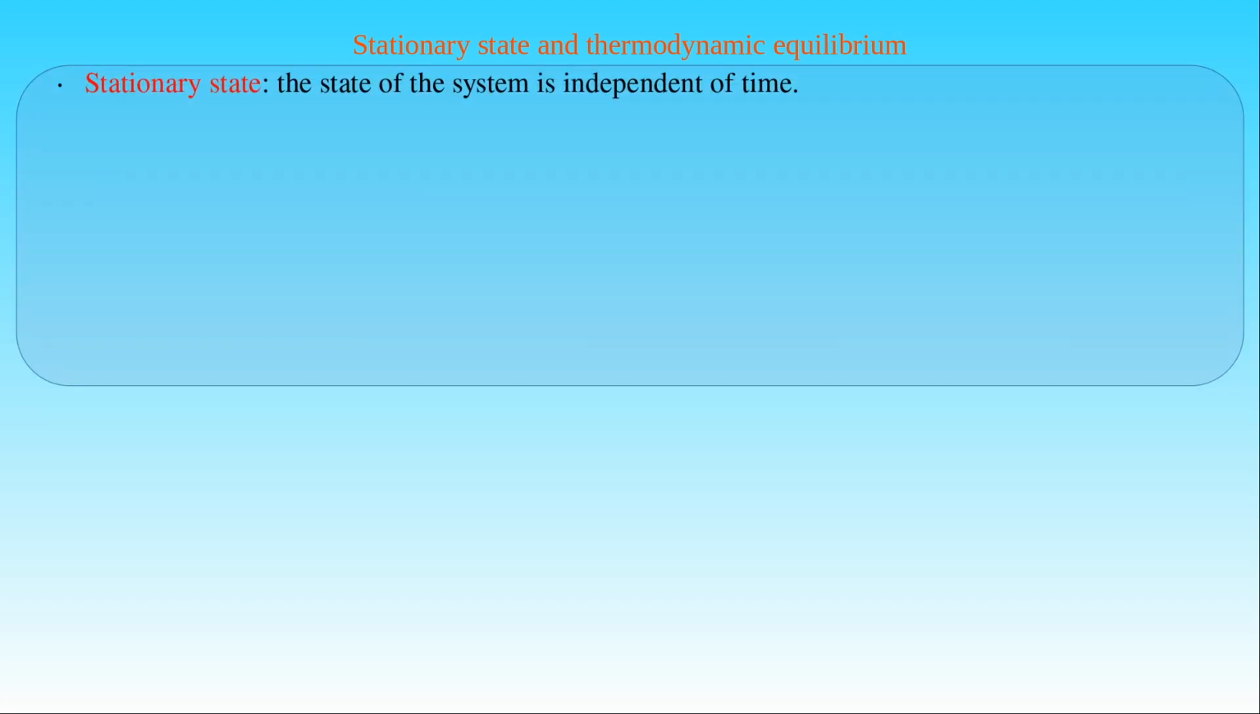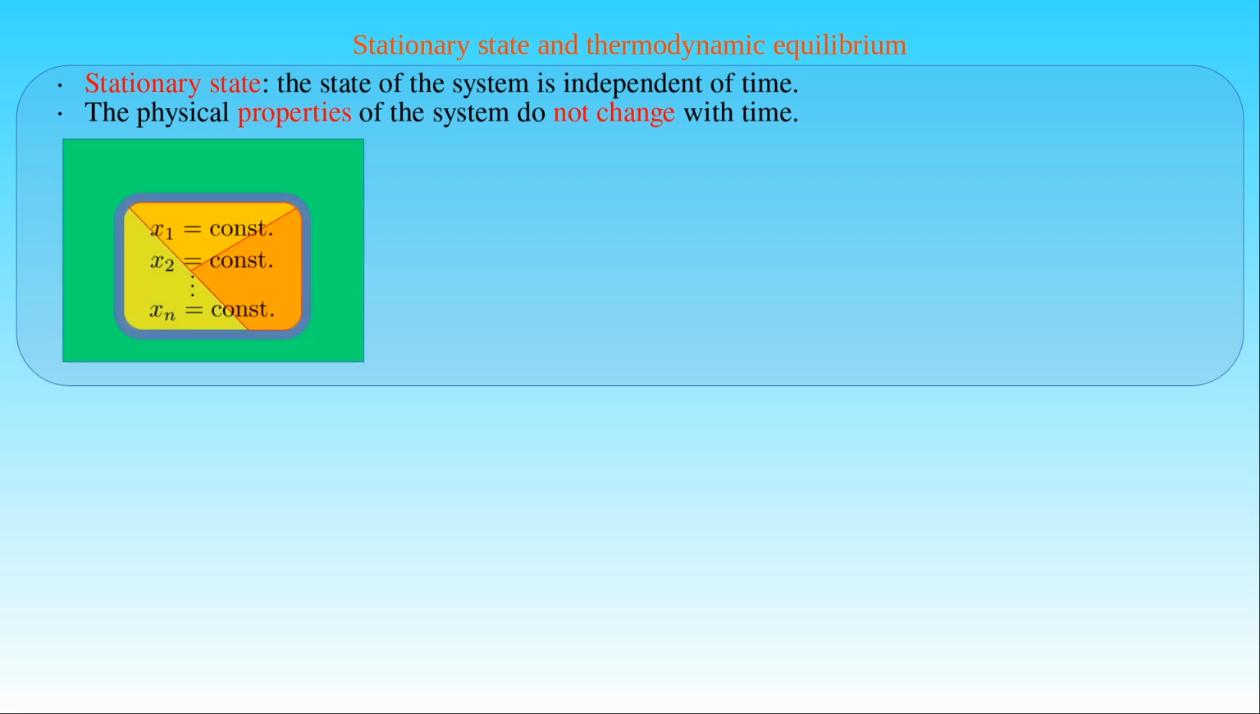We have seen that the state of a thermodynamic system can be determined at a given instant of time by specifying a set of state variables describing the state uniquely. However, we have not examined whether this instantaneous state is temporary or permanent. That is, whether the thermodynamic state of a system is changing in time or remains the same. From this point of view, we can talk about a special situation. If a system is in a stationary thermodynamic state, then the state of the system is independent of time. In other words, the physical properties of the system do not change with time, and the generalized coordinates x1, x2, ellipsis, xn specifying the instantaneous state of a thermodynamic system are constant.